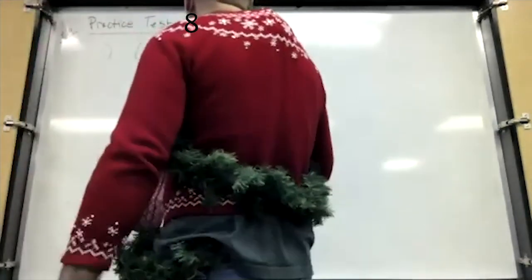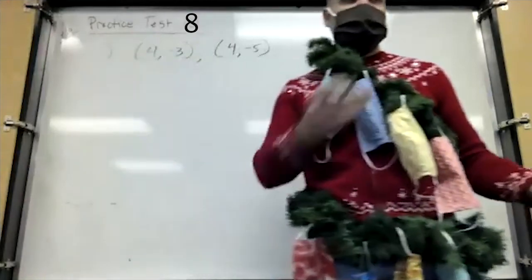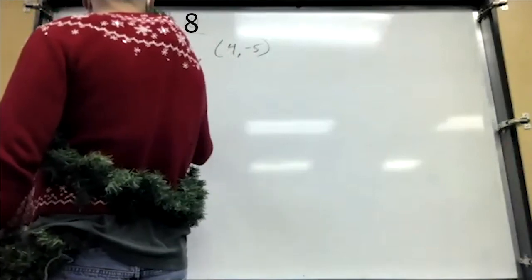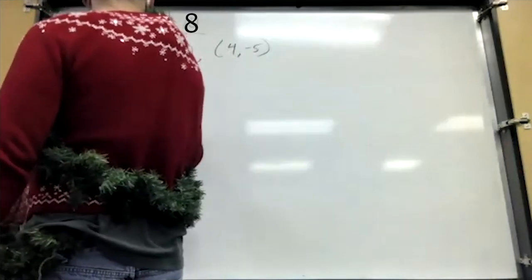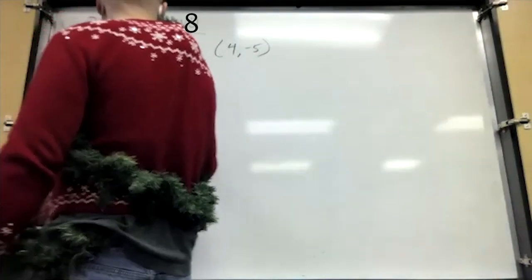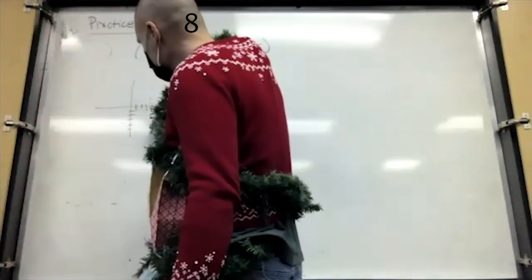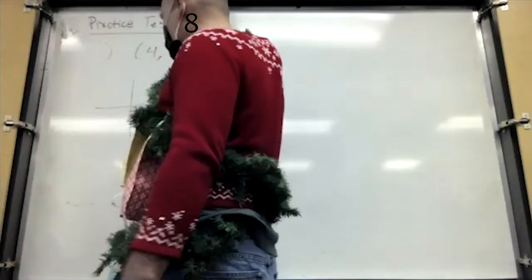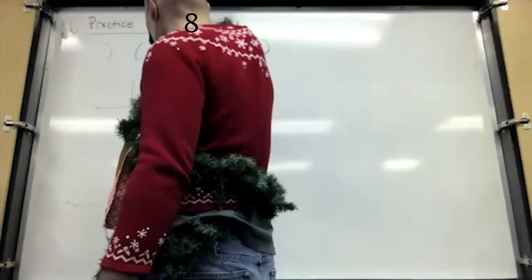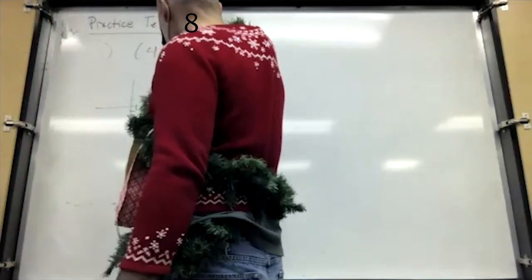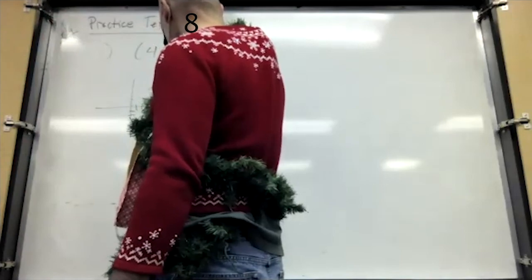Okay, so you could graph these if you didn't want to use the slope formula, and then you could probably know right away. (4, -3) is right here. (4, -5) is right here. So this is what the line looks like. So the slope is actually undefined. M equals undefined. And so it's vertical.